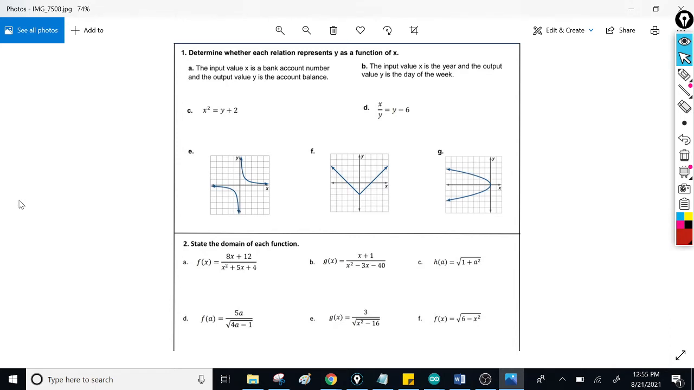Determine whether each relation represents y as a function of x. So in order to be a function, 1 x can only go to 1 y, all right? So every x can only have one y value.